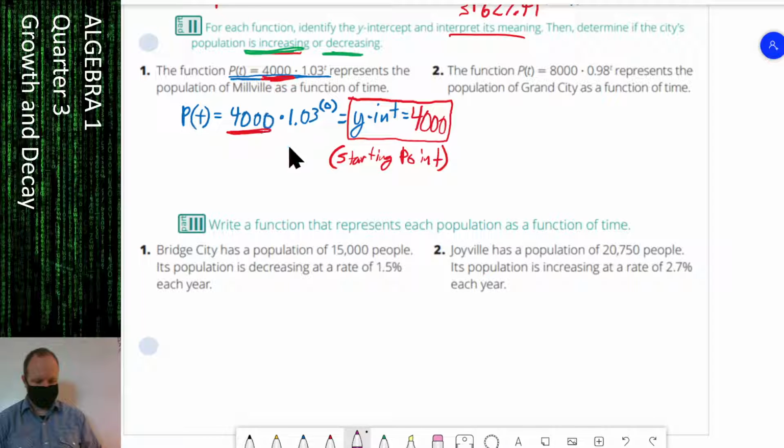right? So it turns out if our base, and your base is this number, remember the base is what the exponent gets raised to, or what is getting raised to the exponent. If your base is greater than 1, then that means increasing.